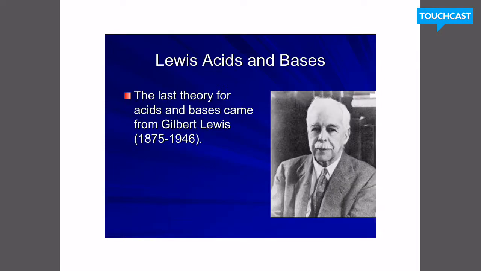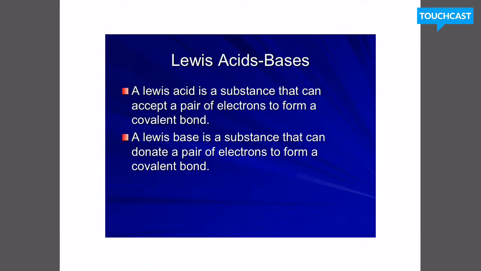All right? Now, unfortunately, there is one more definition of acids and bases, and this is the hardest one to explain, and it comes from the gentleman by the name of Gilbert Lewis. And he decided that the current definitions of acids and bases were not completely lined up for examples that I'll show you. He defined a Lewis acid as a substance that can accept a pair of electrons from a covalent bond, and a base as a substance that can donate a pair of electrons to form a covalent bond.